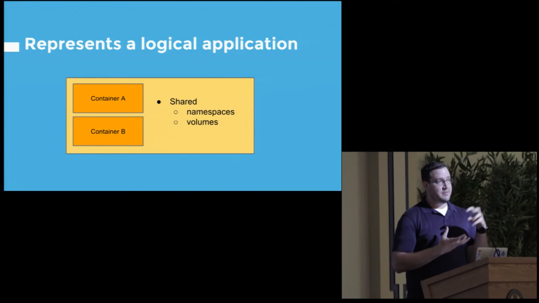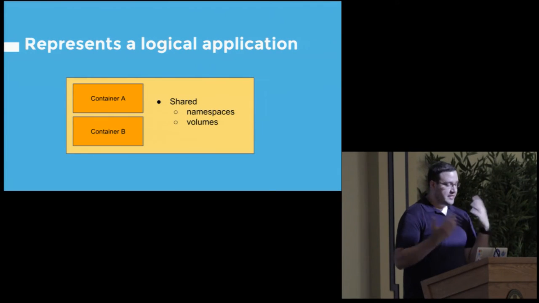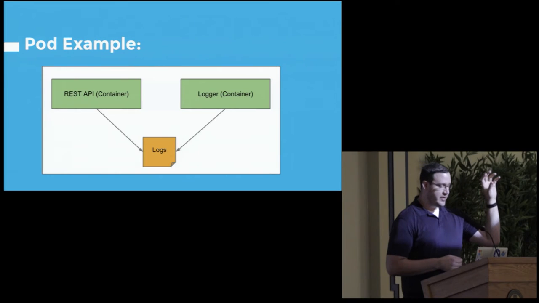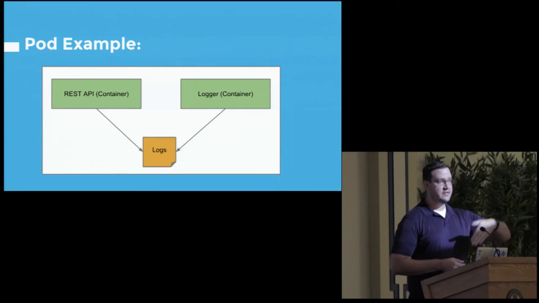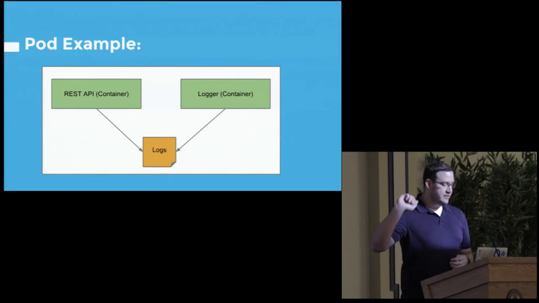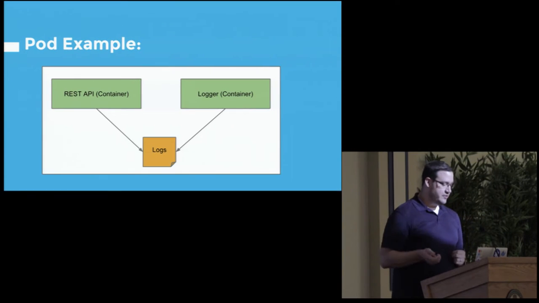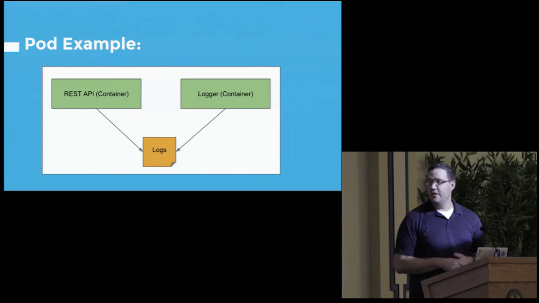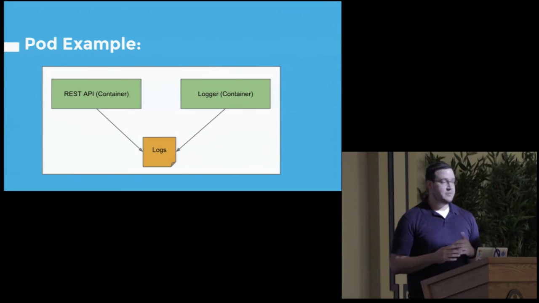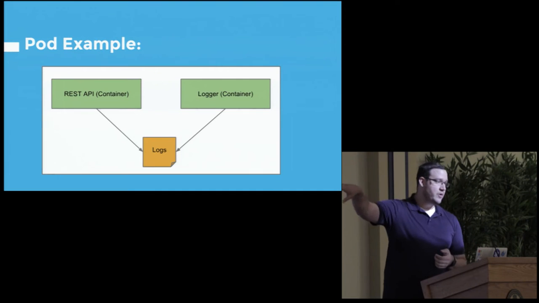So now that I can build some applications that work together and apply some software engineering to my infrastructure, here's an example of what that might look like. Say I have a REST API, and it's handling REST requests and writing logs to some volume. Then on the right, I could have a logger container. Maybe this is Logstash, shoving this off to Elasticsearch or something. It doesn't really matter. But the idea is that the REST API is just writing logs, and the logger is built to pull those logs in and ship them off somewhere.